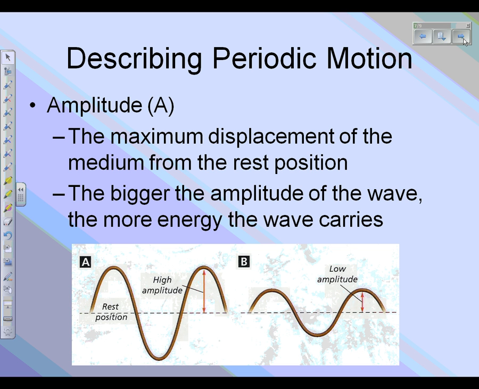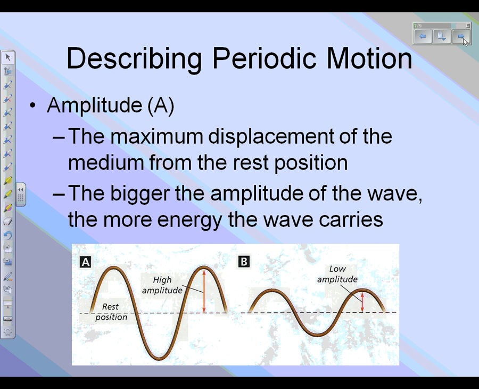So lower notes don't necessarily have lower amplitude. They have lower frequency. I can have a note that has a low frequency but a big amplitude. It would be a loud low note. Does that make sense? Okay.